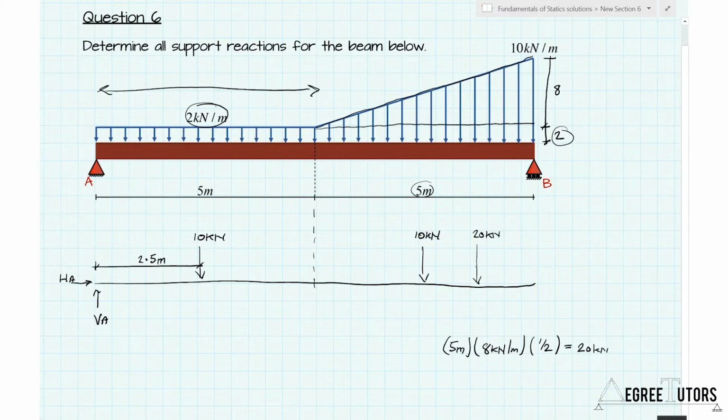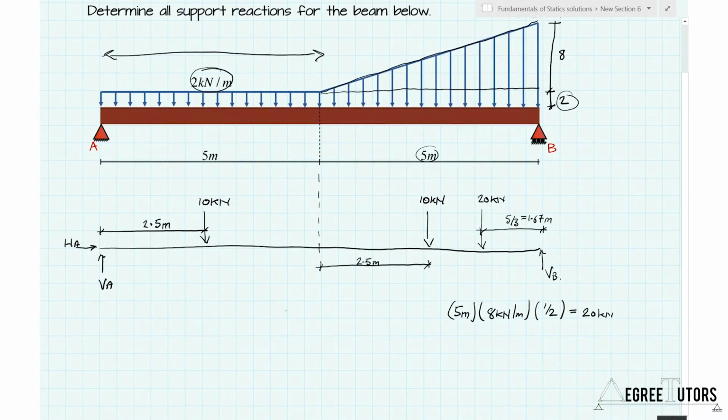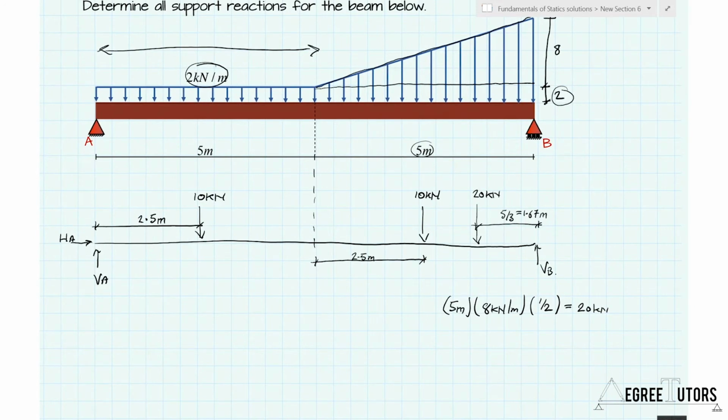Okay, and it acts at a distance from the base of the triangle of 5/3, which is 1.67 meters. And then this one acts at a distance of half of 5, which is 2.5 meters. Don't forget our potential vertical reaction at B, we will call VB. Excellent. Okay, so that's the hard work done. At this stage, it's just about evaluating our equilibrium equations.